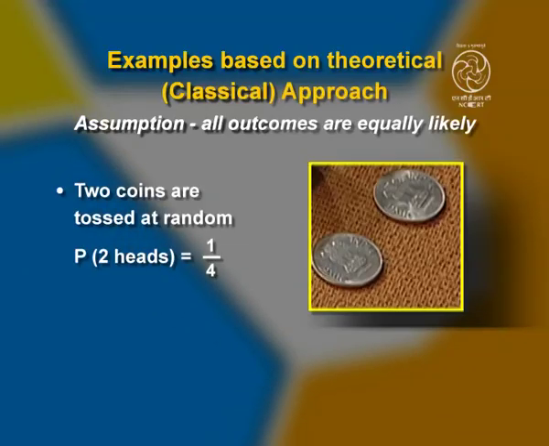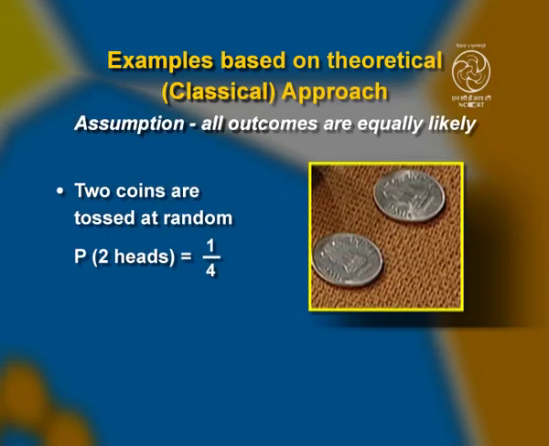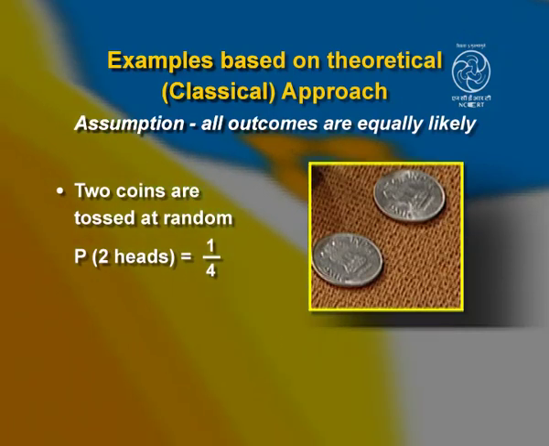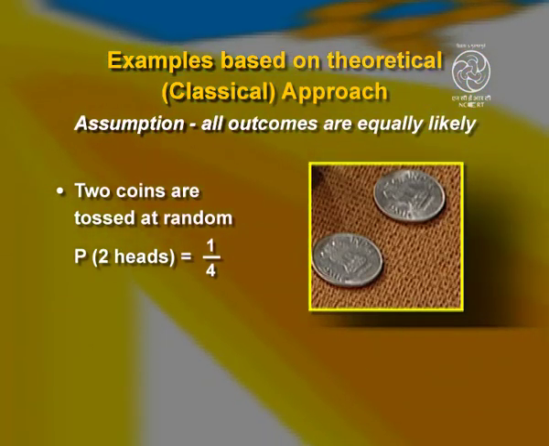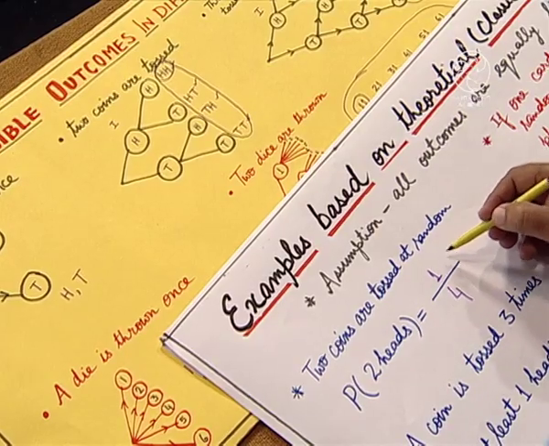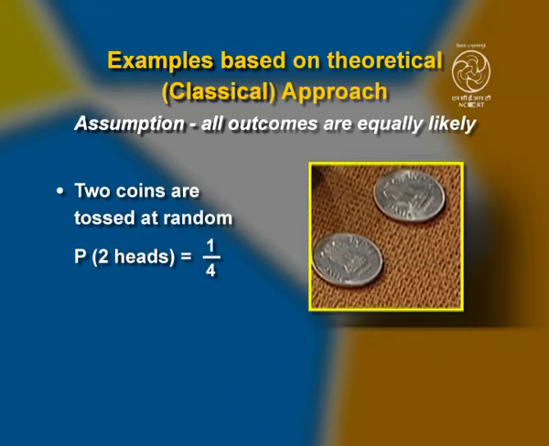Now let us take some more examples based on the theoretical or classical approach. All these experiments are under the assumption that all outcomes are equally likely. Now suppose two coins are tossed at random. What is the probability of two heads? Probability of two heads is just one outcome and the total number of outcomes is 4. So when two coins are tossed, the probability of two heads comes out to be 1 by 4.